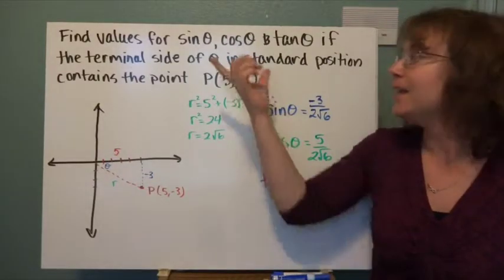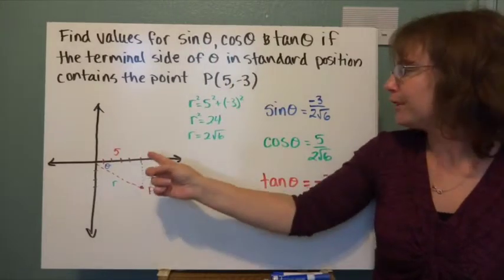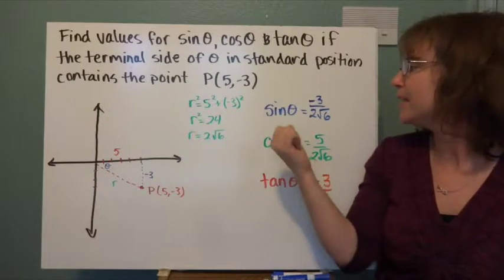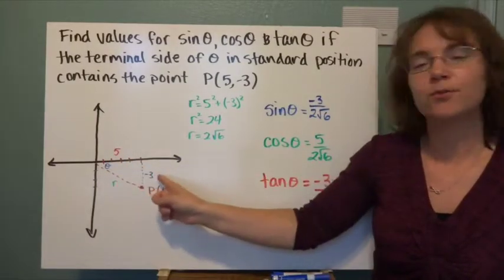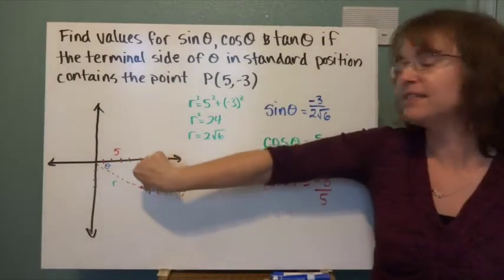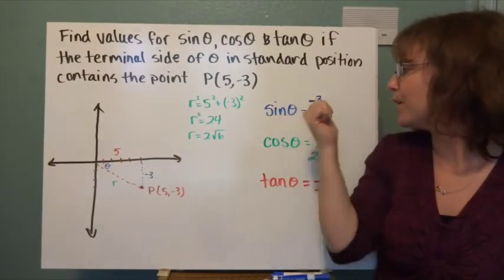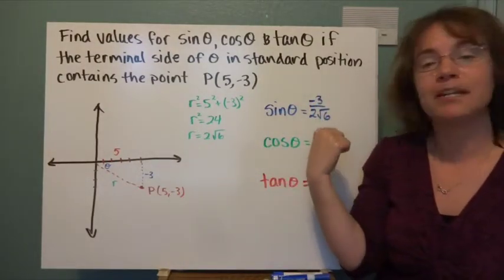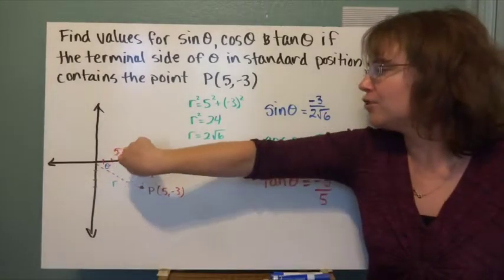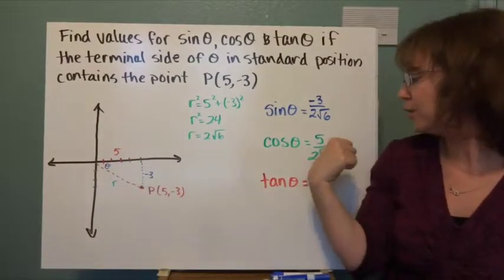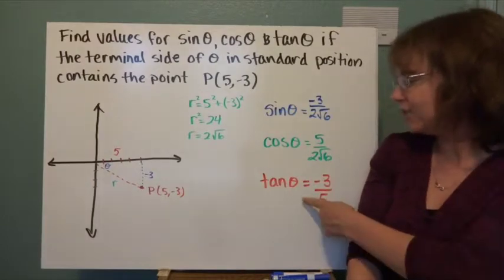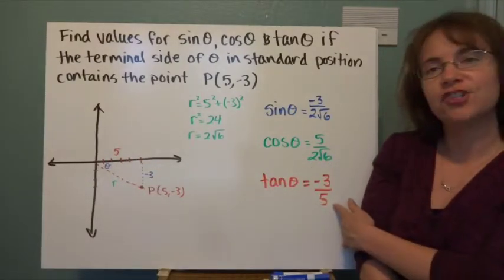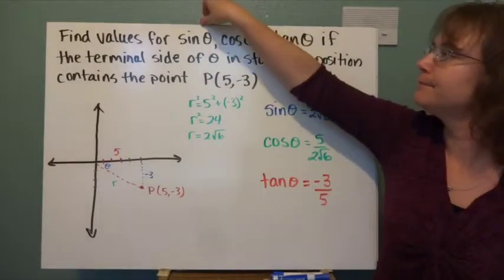And now I can use my trigonometric functions to find sine, cosine, and tangent of theta. Sine is equal to the opposite, 3, and it's going to be a negative 3 because of its position. It's in that fourth quadrant, over 2 radical 6. Cosine of theta is going to be 5, or the adjacent, over the hypotenuse, which is 2 radical 6. Tangent is going to be opposite, negative 3, over 5. So tangent is negative in this case.